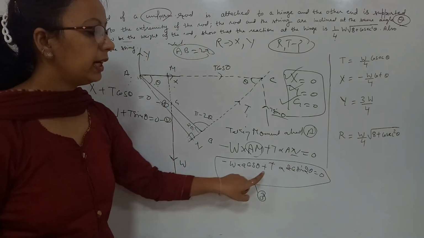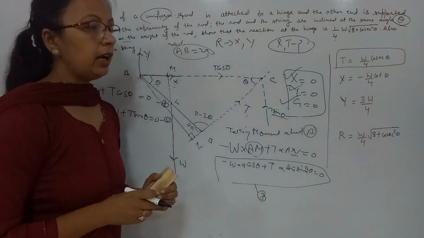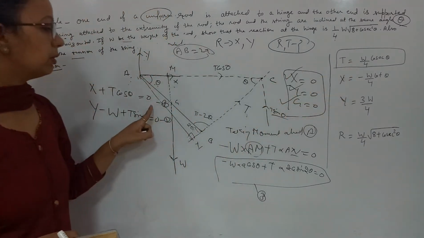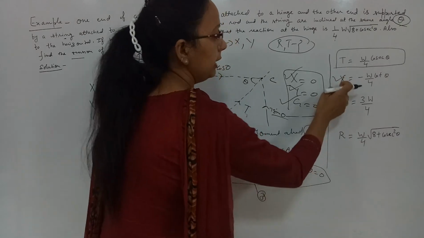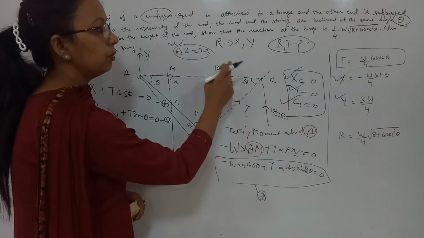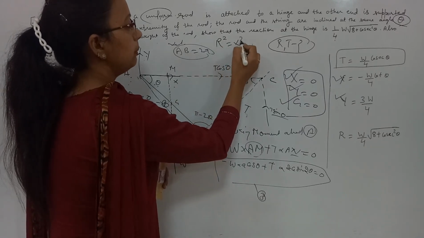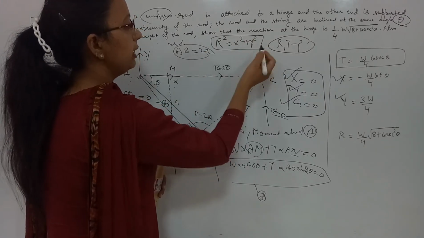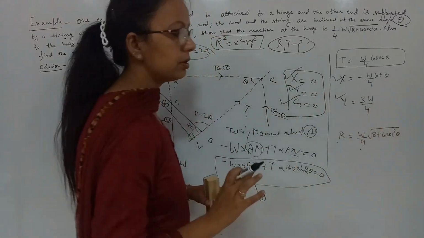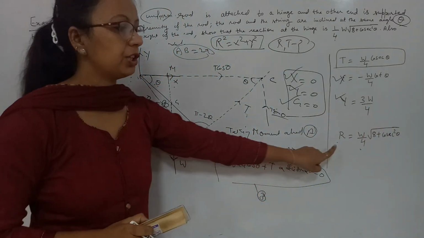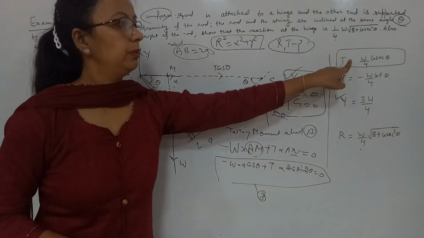After simplifying, you will get the tension T in terms of W. And after substituting the value of T in equation number 1 and equation number 2, you will get X and Y. And if we have X and Y, then we can easily calculate R square is equal to X square plus Y square, and you will get R is equal to W by 4 under root of 8 plus cosecant square theta. So we have the reaction at the hinge and the tension also. Thank you.